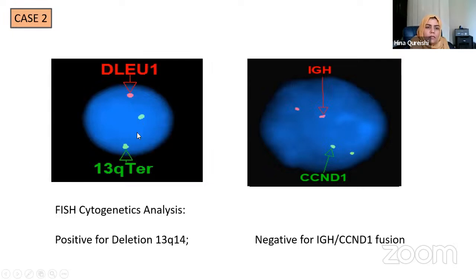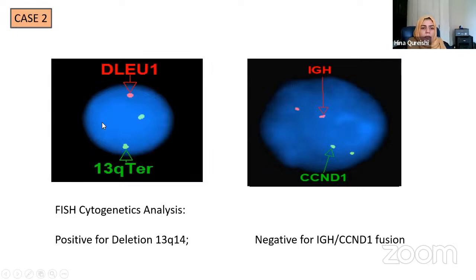So a normal signal in this, if this is not a CLL, a normal signal should have 2 red and 2 green signals because there are 2 chromosome 13s. So the red is actually one part of the chromosome that is labeled, and green is another component of chromosome 13 that is labeled. So this is a normal one, and then this is the leftover portion of chromosome 13 that has the red part that's not there anymore because that 13q14 part of the chromosome is deleted.